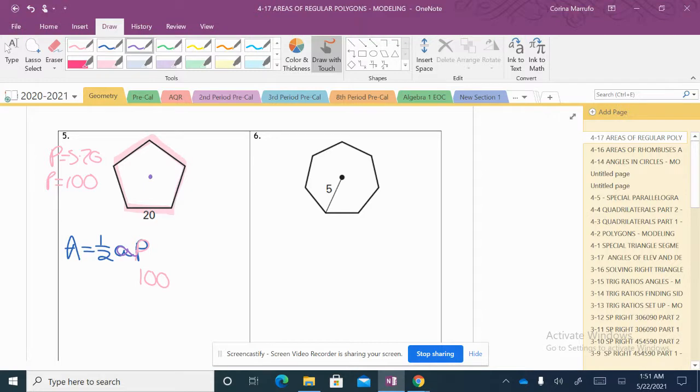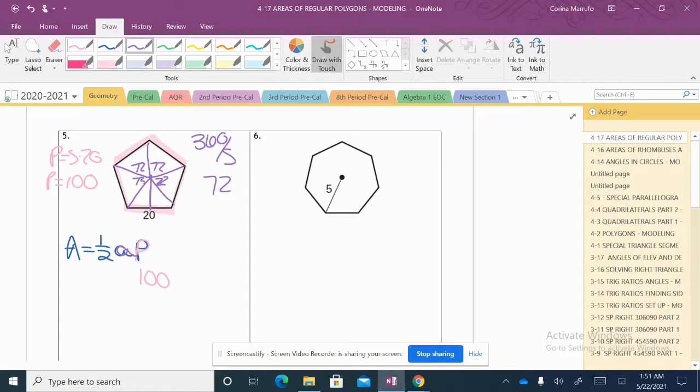Which goes from the center down to one of the sides. Now we're going to have to figure out what it is. This shape has 1, 2, 3, 4, and 5 central angles. So I take 360 and divide it by 5. 360 divided by 5 gives me 72. Which means each one of these is 72.